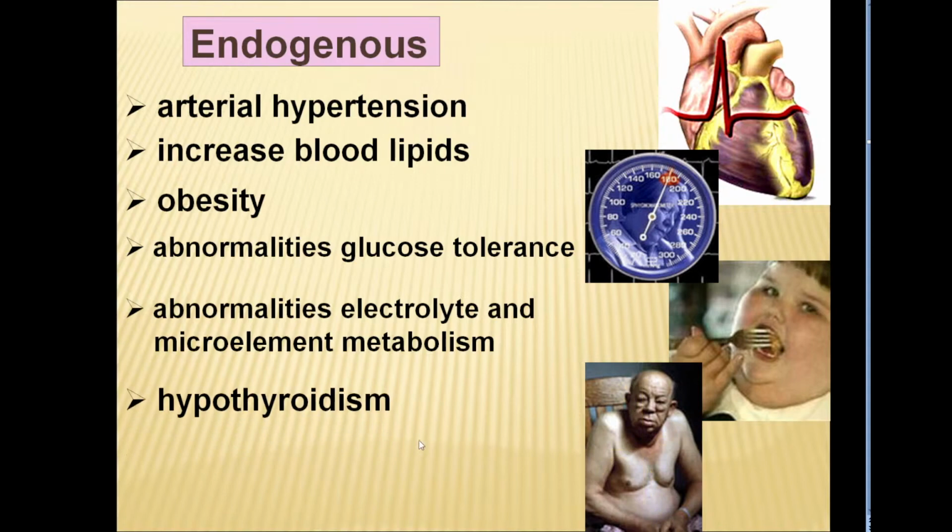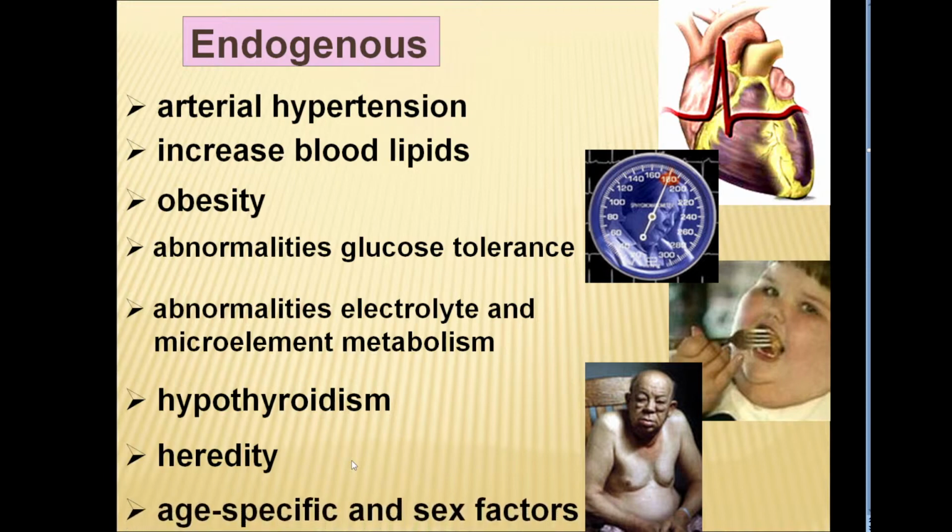Hypothyroidism provokes ischemic heart diseases, because the thyroid gland regulates activity of the cardiovascular system. And more often, all these problems appear due to some hereditary predisposing factors and age-specific and sex factors. Ischemic heart diseases are more specific for men, and after some age period, the level of ischemic heart diseases between men and women becomes approximately the same.